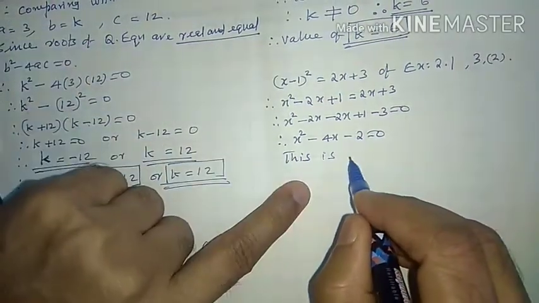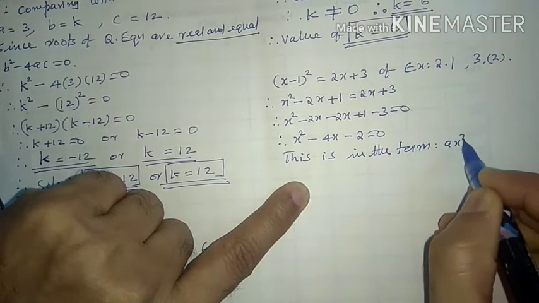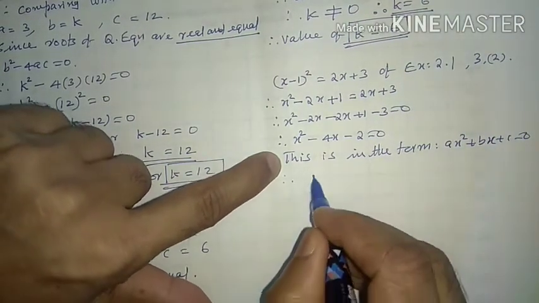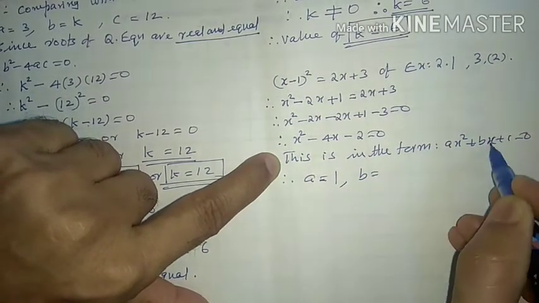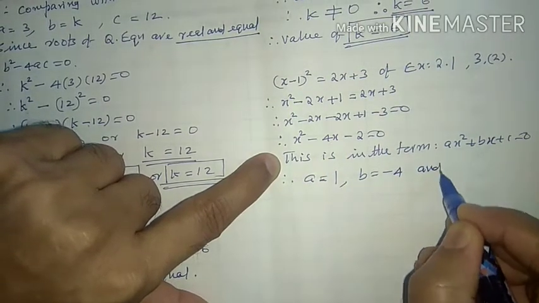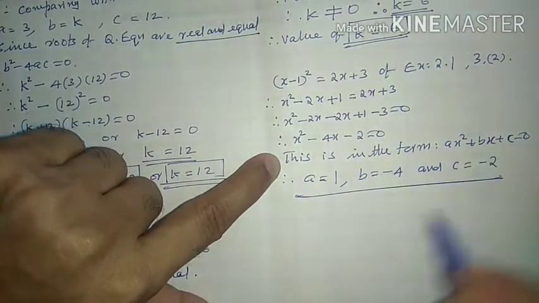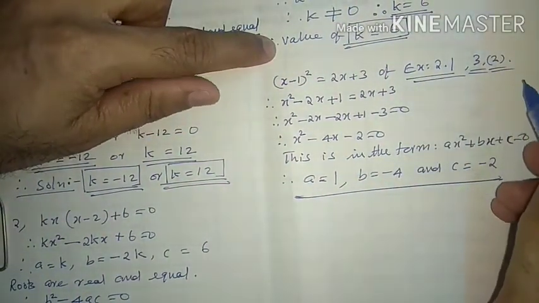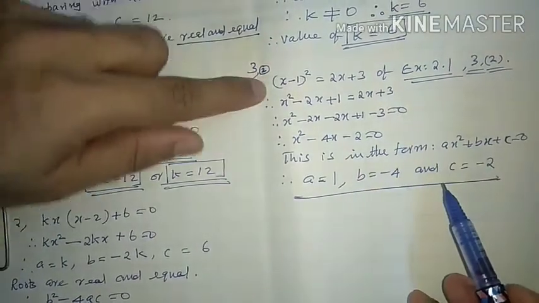This is in the form ax square plus bx plus c equal to 0. Therefore, value of a is what? X square coefficient 1. Value of x coefficient is minus 4. And c is constant term minus 2. This much only. It's an easy question. Exercise 2.1 main question 3 sub question number 2. This is a question. This way we have to work out.